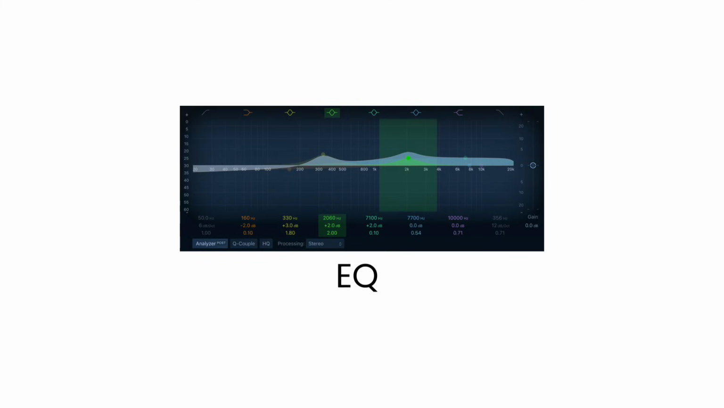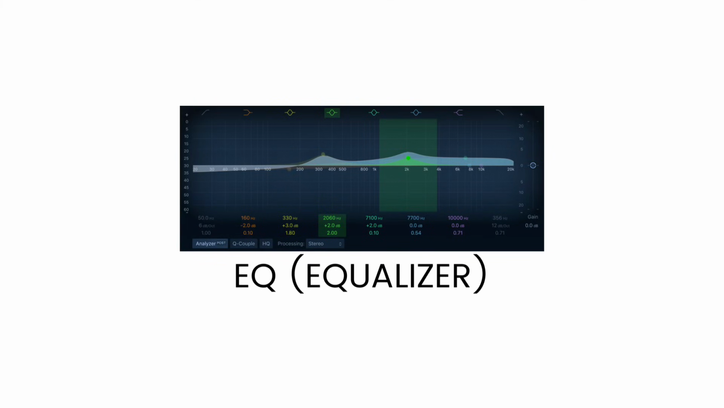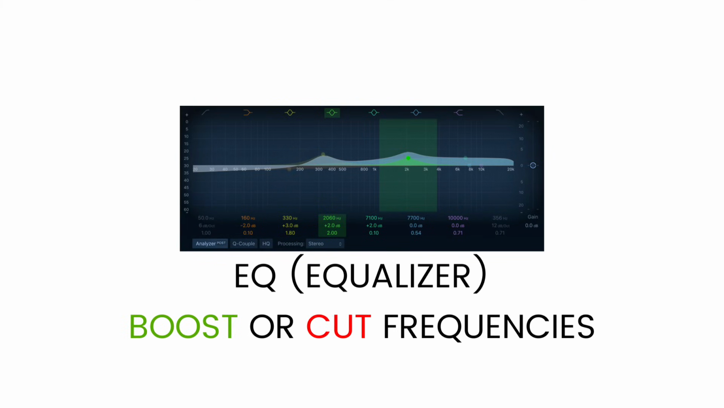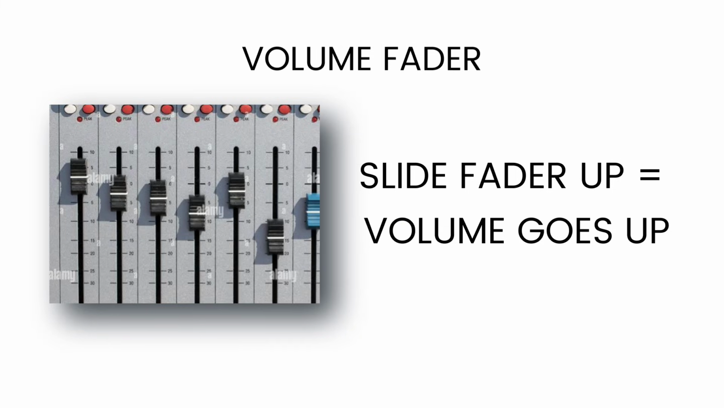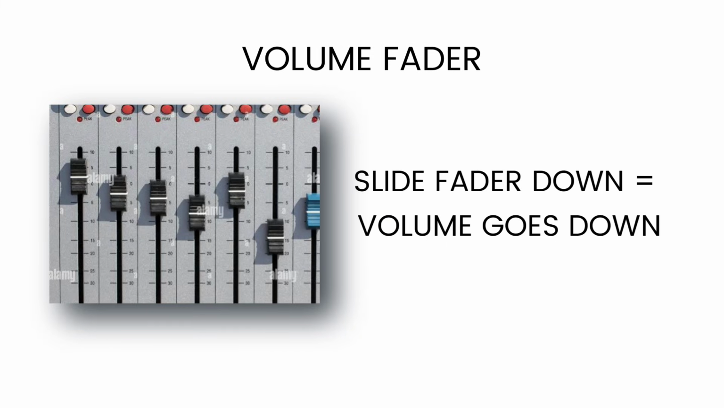So before understanding how to use an EQ, we have to understand what an EQ is. An EQ is basically an equalizer in which you can boost or cut frequencies. Think of it like a volume fader. When you slide the volume fader up, the volume goes up. If you slide the volume fader down, the volume goes down. That's exactly what EQ is. If you want to make a particular frequency louder, you slide it up, and if you want to make a particular frequency quieter, you slide it down.